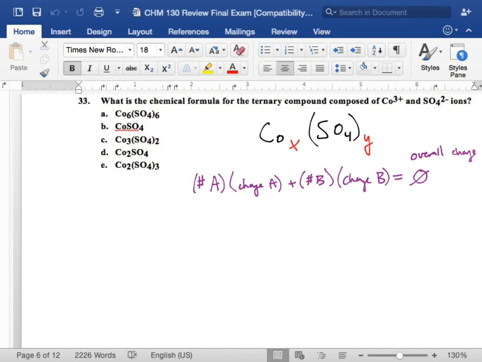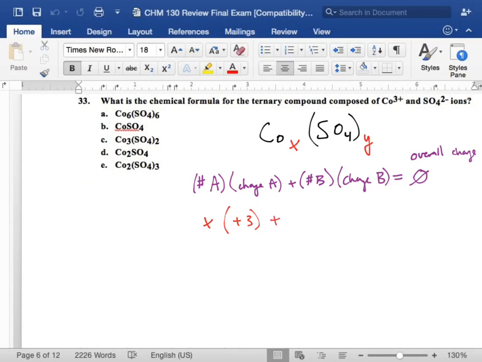Okay? If we go through to make some substitutions, what is the number of atoms of A? Well, A I'm going to call cobalt. What is the number of atoms for cobalt? X. I don't know what it is. I wrote X there for a reason. I literally have no idea. What is the charge on cobalt? +3.